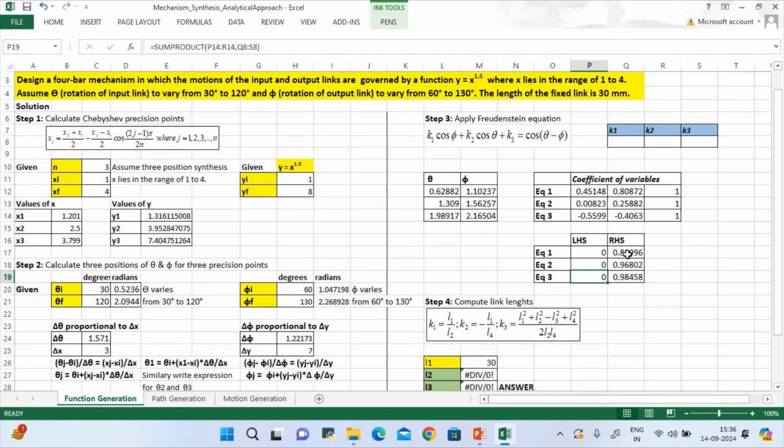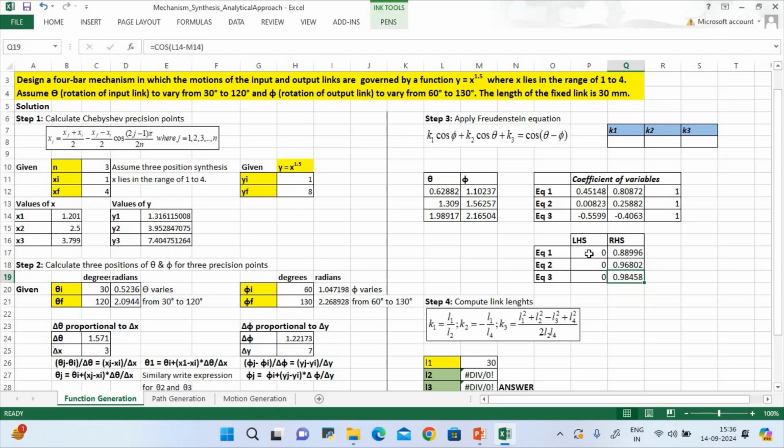Now on the other side, if you check the right hand side, so for the first expression, that means when we are using theta 1 phi 1, the right hand side will be simply equal to cos theta 1 minus phi 1. So if we click this cell, we can check it out here. This is equal to cos, then theta 1 minus phi 1, that is this cell L12 minus this cell M12. Now the same thing you can do it for the theta 2, phi 2 and theta 3, phi 3 values.